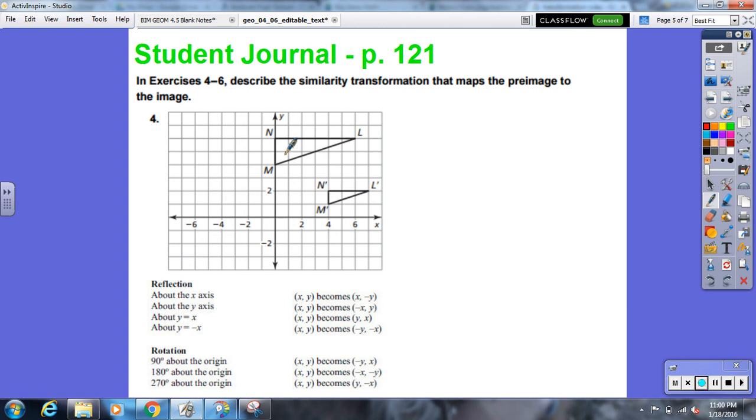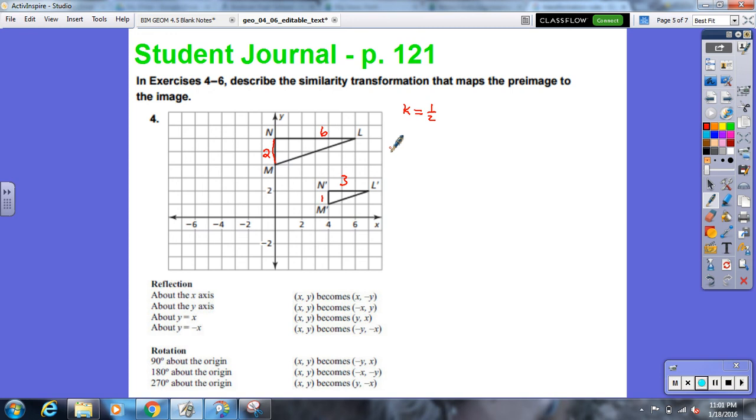So from this triangle to this triangle, obviously I can tell that it's smaller, and if I look at this side is 2 and this is 1, whereas this side is 6 and this is 3. So I am pretty confident that it is a reduction of half because each side is half the size that it was. So for me, that's where I'm going to start.